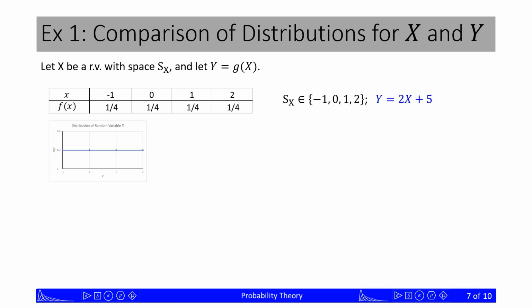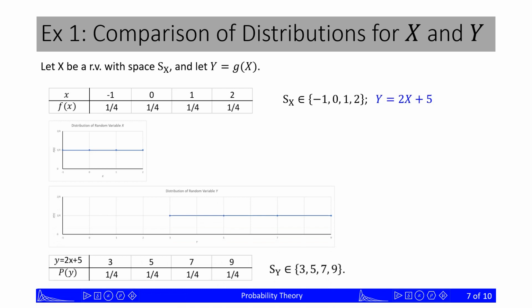X, as we mentioned, has a discrete uniform distribution on the values of -1, 0, 1, and 2. The distribution of y is still a uniform distribution. However, the transformation spread out that distribution by a factor of 2 and afterwards shifted it to the right by 5. Be careful. For example, the multiplier changed -1 to -2, and then afterwards it shifted it to the right by 5 up to 3.